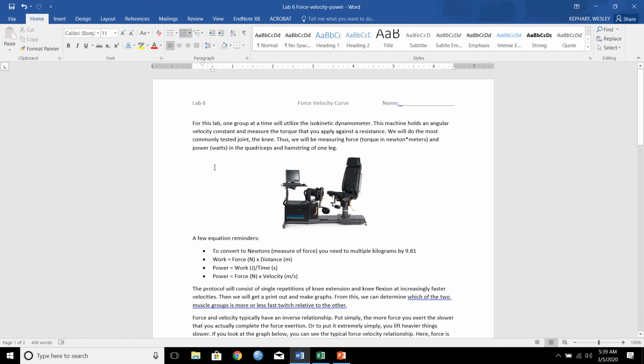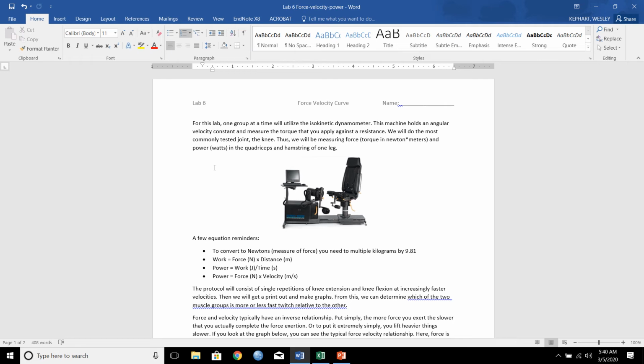Hey class, for this lab, we are going to be doing force, velocity, and power. So how we're going to do this, one group at a time is going to come with me into the lab, and we're going to hook you up, just one of the individuals in your group, to the Isokinetic Dynamometer. And it really won't take that long to acquire all the data. I just have to input some information about you, like your height and weight, and that's approximately it. And then we'll hook that individual up to the Isokinetic Dynamometer.